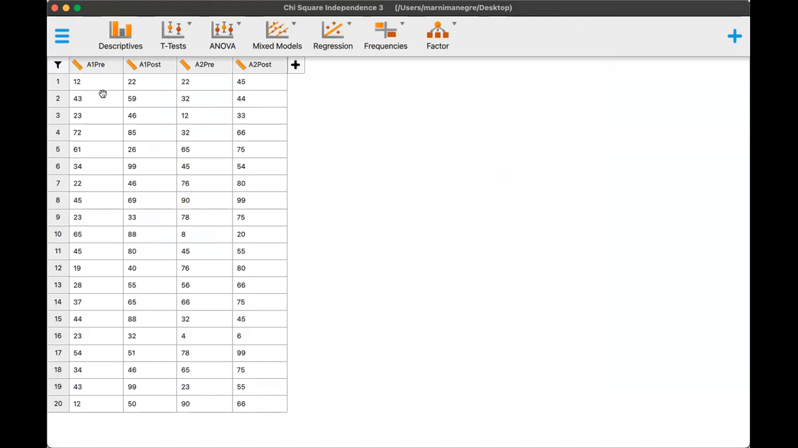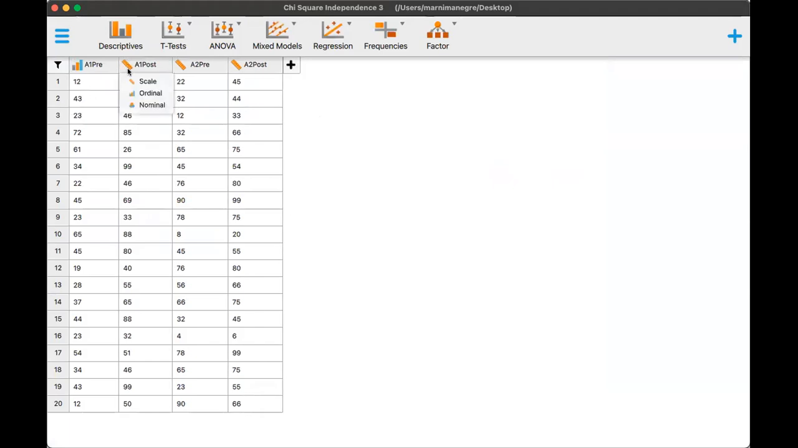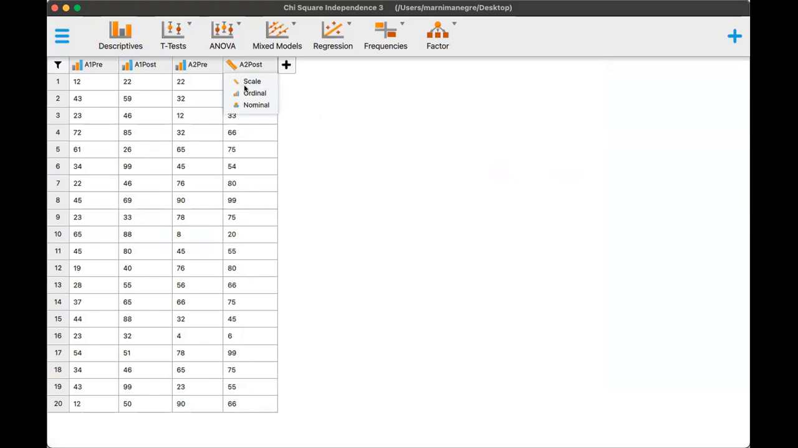Now, because this is for nominal or ordinal data, and everything's showing up in scale because these are test scores, we're going to change everything to be ordinal. Otherwise, we're not going to be able to use this test. So we've got 20 participants per category. We've got A1 is the language level with a pre-test, post-test design, and A2 is a different language level. So we've got two different language levels.